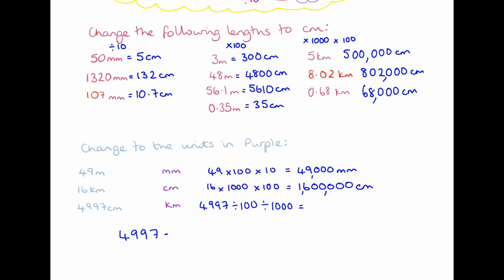Remember, that's where the point is. So when you move it 2 places to the right, you get 49.97. And if we divide that by 1,000, we need to move it 3 places to the right. So 1 place would go there. 2 places would be there. And 3 places would be there. So 0.04997 kilometres.